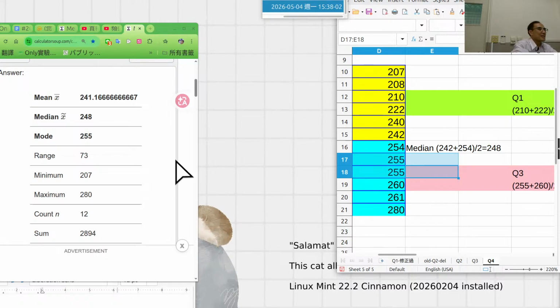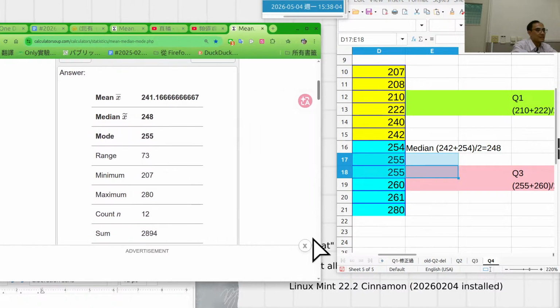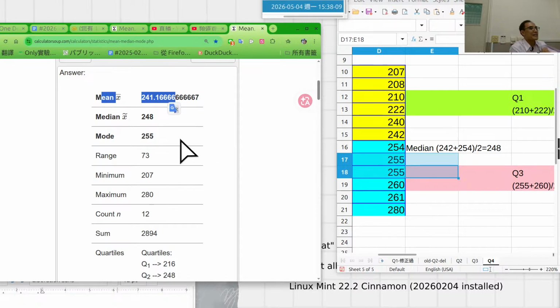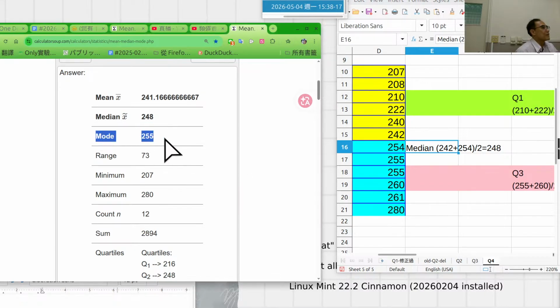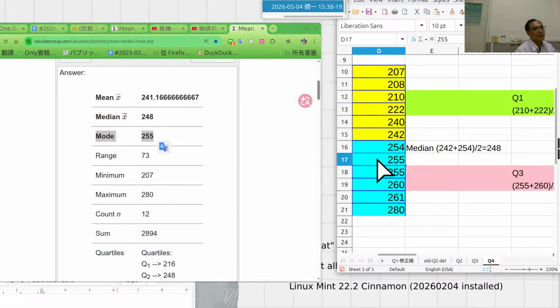Okay, let me stop here. Okay, and here the mean, I didn't calculate the mean, but it doesn't matter. The median 248, 248 as we calculated, no problem. And the mode 250, 255. Yes, we use our eyes to get the number 255.